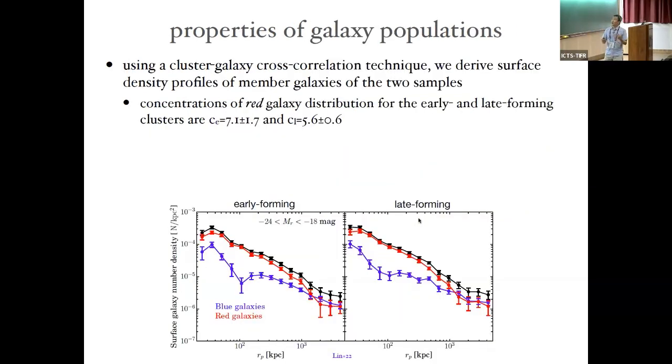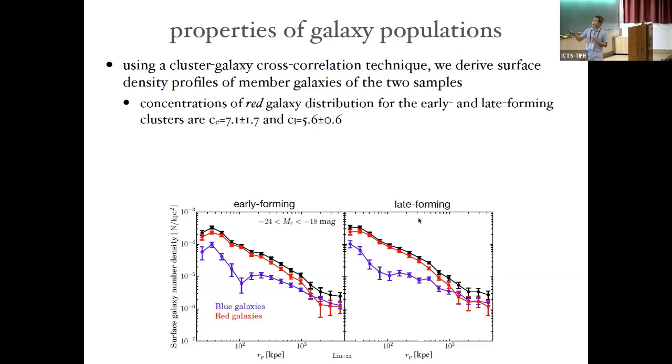Next, we explore the properties of the cluster galaxy populations of the two samples. Using a cluster galaxy cross-correlation method, we derive the surface density profile of the member galaxies.